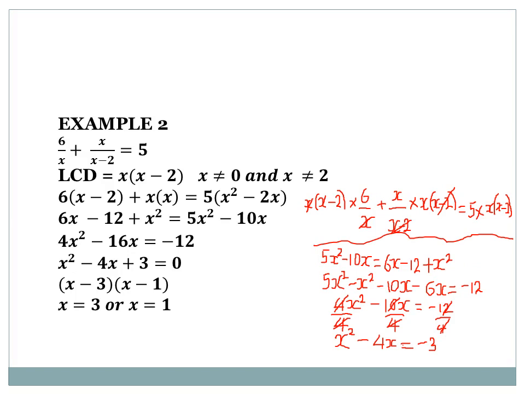Example 2. Still on equations with fractions. If we have 6 divided by x plus x divided by x minus 2 is equal to 5.